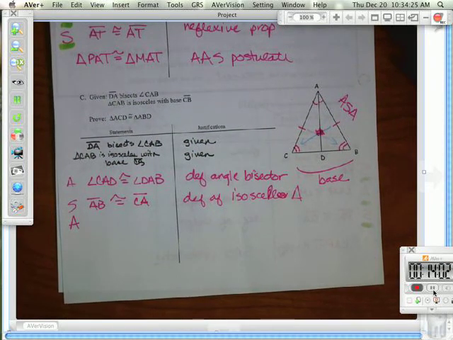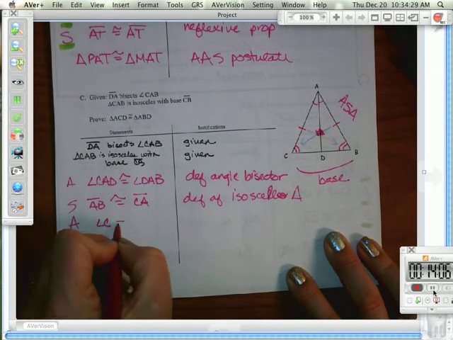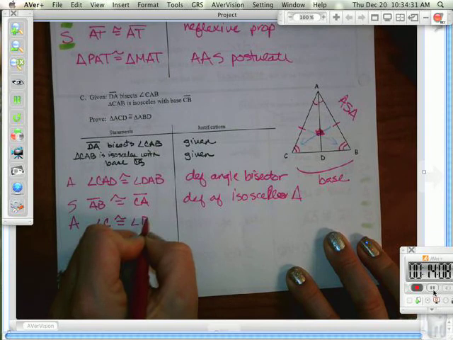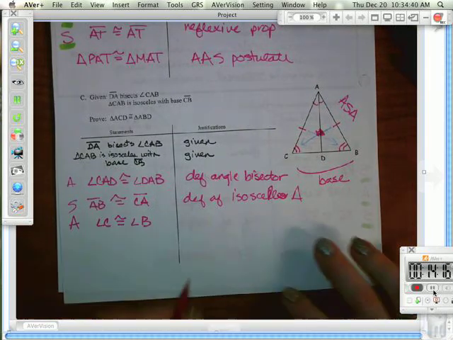Okay, now, somebody said the last one. Angle C is congruent to angle B because of which theorem based on isosceles triangle? Which theorem is it? Base angle theorem, yes.